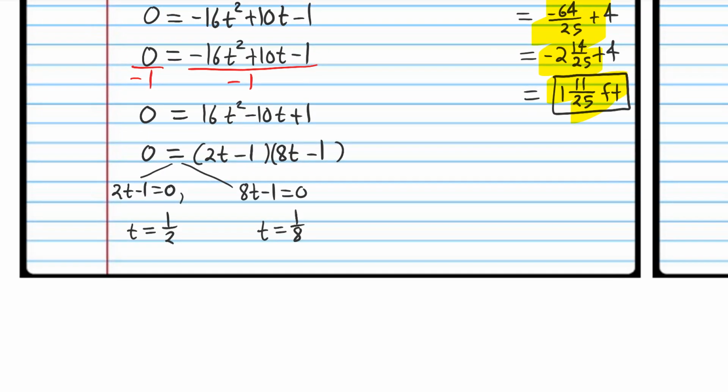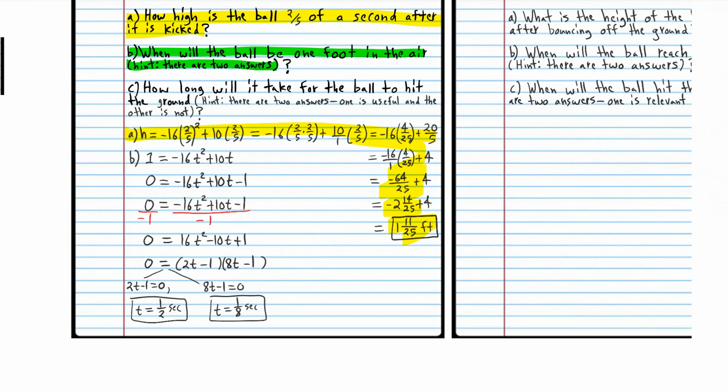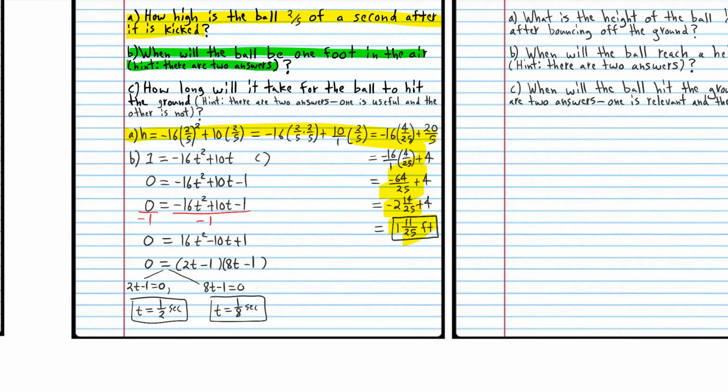So both these answers are correct. There are no extraneous solutions. So t equals 1/8 of a second, and t equals 1/2 of a second. So two answers for part B. Now let's go on to part C.